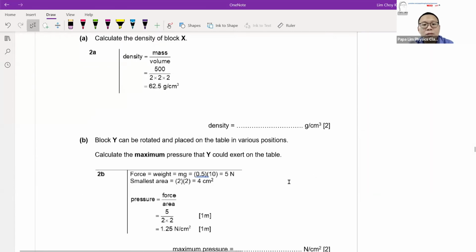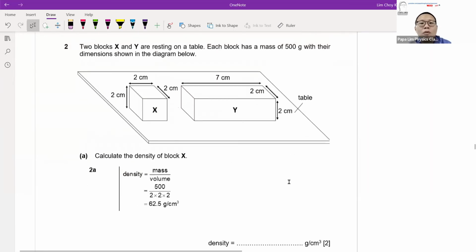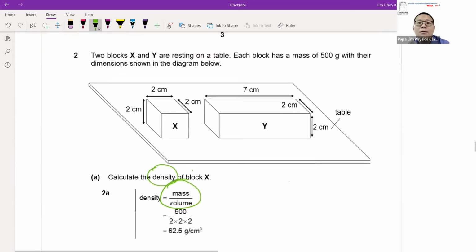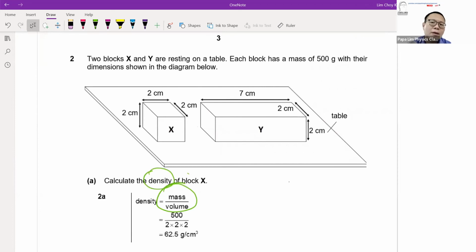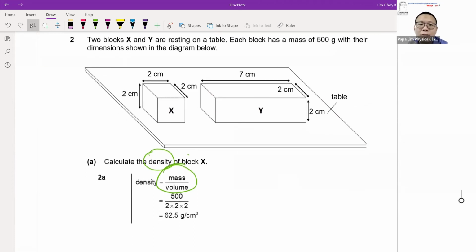The only thing you have to be careful about is the usage of the formula. Density of the box X: the density formula is mass over volume. Take note, don't miss the formula. Some of you like to use volume divided by mass, or mass times volume. Use the correct formula. Then based on object X, calculate the volume, calculate the density. I will not say this is difficult.